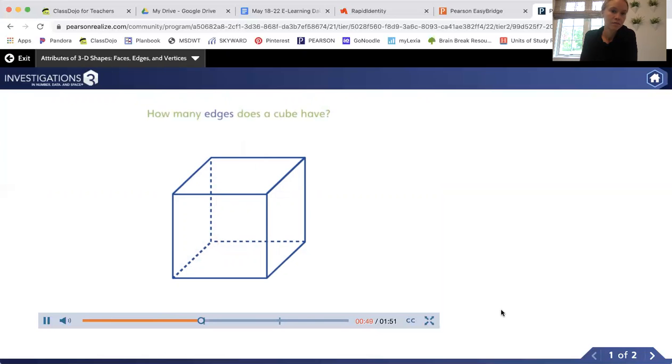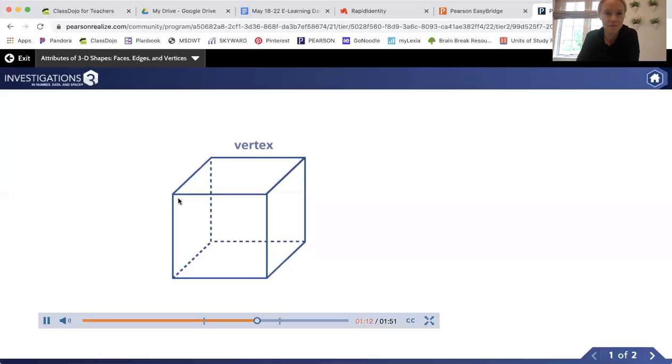How many edges does a cube have? Oh, wow. How many edges? Goodness, that's really hard. So it said where 2 faces meet. So 2 faces meet here for 1, and then they meet here 2 and 3 and I can count them. 4. Oh, it's going to keep going. 1, 2, 3, 4, 5, 6, 7, 8, 9, 10, 11, 12. Oh my goodness. A cube has 12 edges.